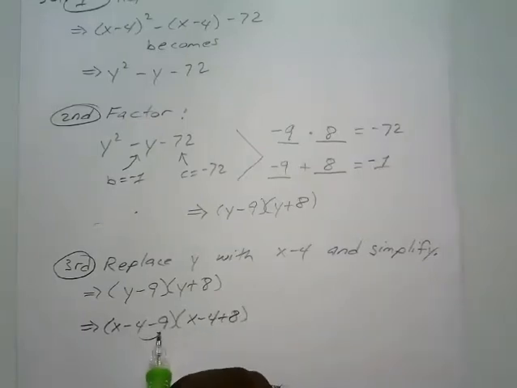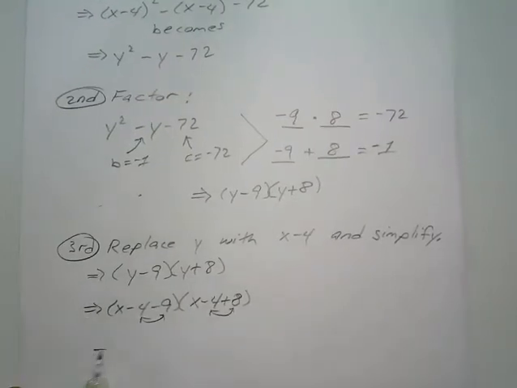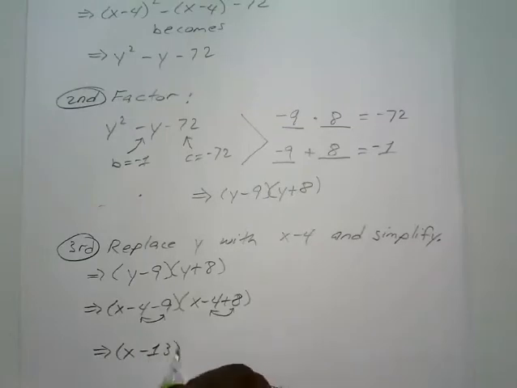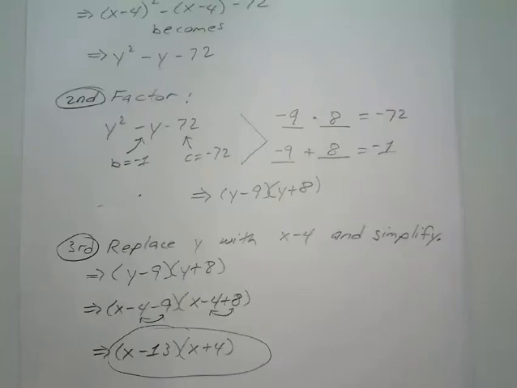And then we just go ahead and combine those like terms. Okay, so negative 4 minus 9 is negative 13, so x minus 13. And negative 4 plus 8 is positive 4, so it'll be x plus 4. Okay, now that is your final answer.